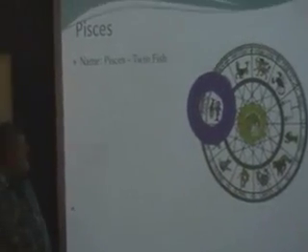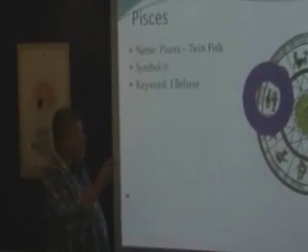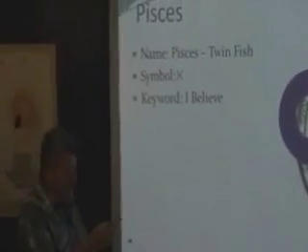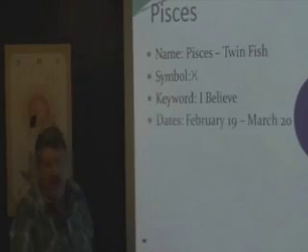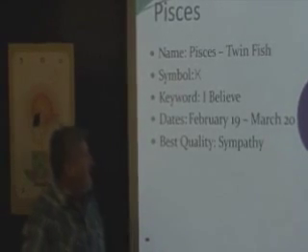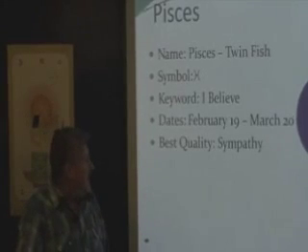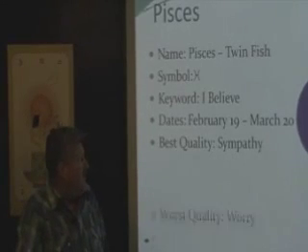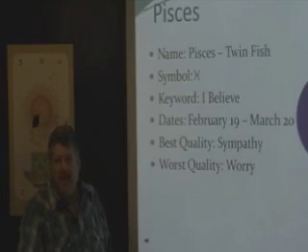All right, last sign is Pisces. The twin fish, the symbol you can see here, are two crescents tied together. These fish are constrained to one another with a ribbon. And the key word is "I believe." The dates are February 19th to March 20th. Their best quality is sympathy.